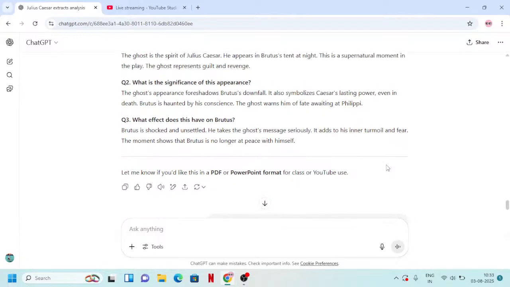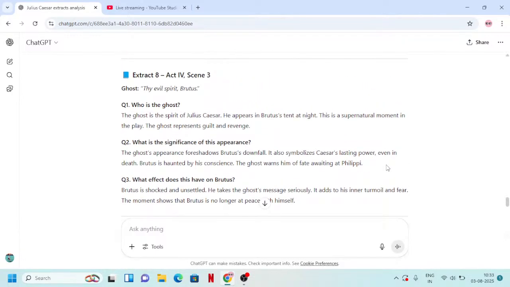What effect does this have on Brutus? So Brutus is shocked, unsettled, and disturbed. He takes the ghost's message seriously, and it adds to his inner turmoil, anxiety and fear. The moment shows that Brutus is no longer at peace with himself.